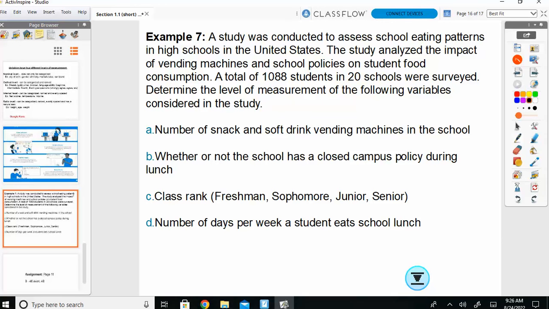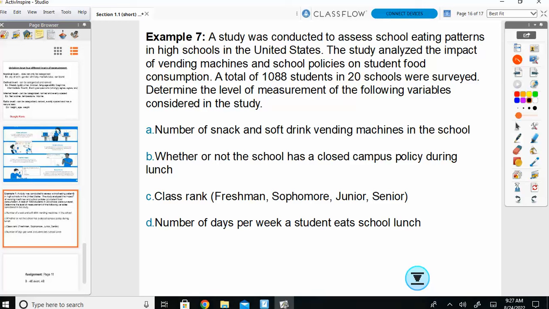So I believe this is our last example for the section, so example 7 on your packet. A study was conducted to assess school eating patterns in high schools in the U.S. So we analyzed the impact of vending machines and school policies on student food consumption. We have 1,088 students in 20 schools. I want to know the level of measurement of each variable. So I gave you a ton of background, but all I'm really doing is categorizing these variables. Nominal, ordinal, interval, ratio.